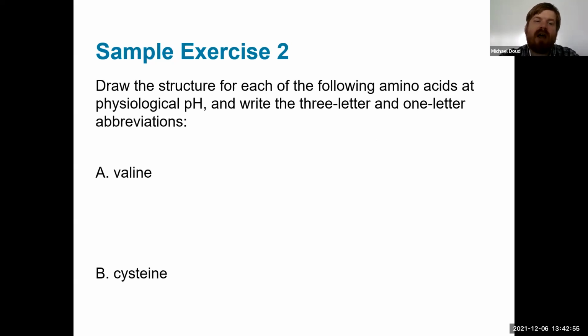All right, so this is going to take a little more practice, but you can go back in your notes here, and I want to see the structural drawing for each of the amino acids. And make sure to give me 3-letter and 1-letter abbreviations as well for valine and cysteine. So go ahead, pause the video, work it out, and when you come back, we'll take a look at the answer. So pause.